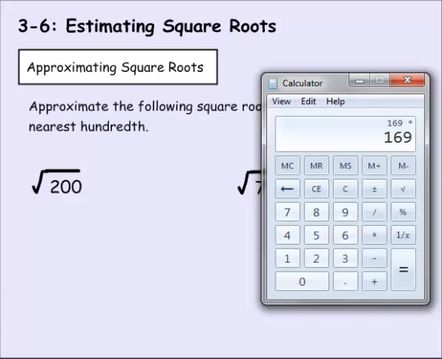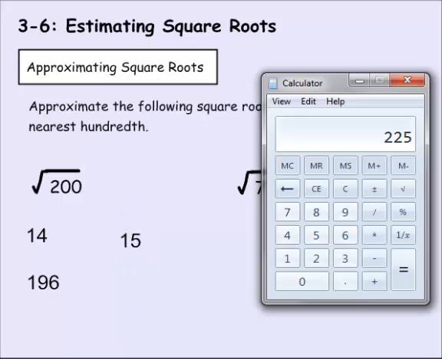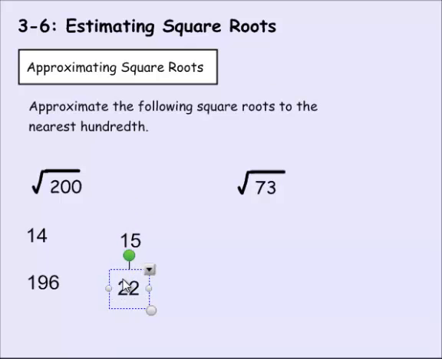That's 169. 14 times 14. Oops, that's 196. Ooh, 196 is really close. So we'll say 14, which is 196. All right, then we had 15. What is 15 squared? 225. So I know that the answer is somewhere between 14 and 15, because 14 squared is 196 and 15 squared is 225. So what's the exact answer to the nearest hundredth?